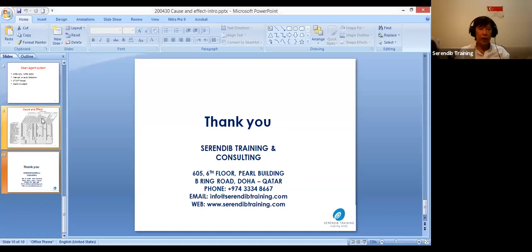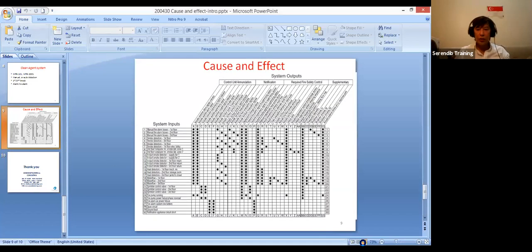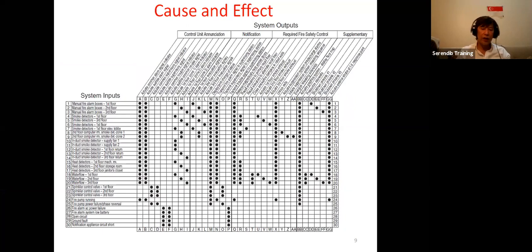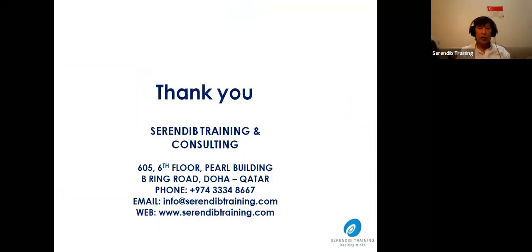Right. Do you have any other questions? Otherwise, let me quickly end this. But before that, I'd like to just show this slide. This slide is the template of cause and effect that everybody should be using. You can modify a bit, but not too much off from this cause and effect matrix. That's all. Thank you very much for your time listening to the discussion.